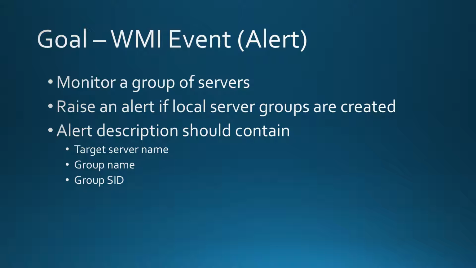This time we will have a closer look at the WMI Event Alert Rule. Our goal is to monitor just a group of servers and raise an alert if a local group is created on those servers, so not an Active Directory group, but a local server group on that specific server. And then the alert which is being raised should contain the target server name on which this group is being created, the name of the group, and the group SID.